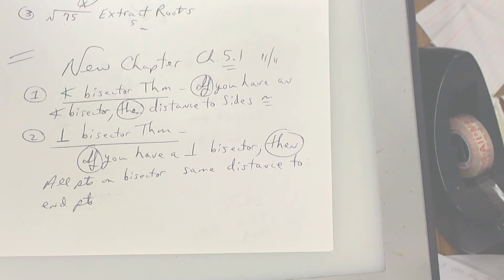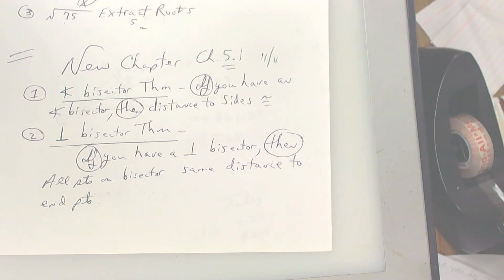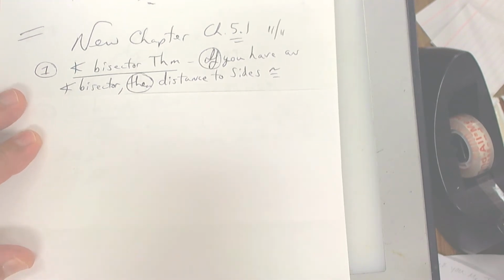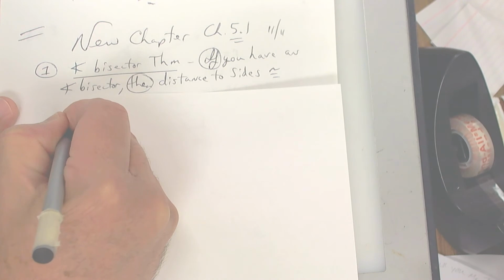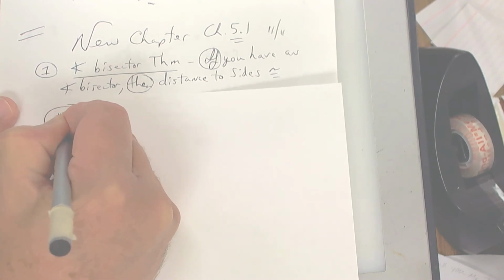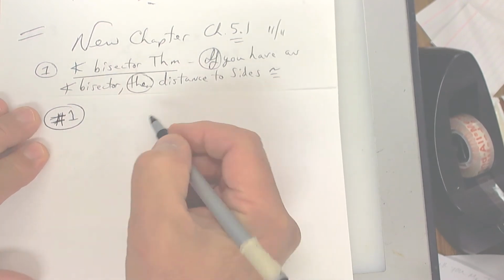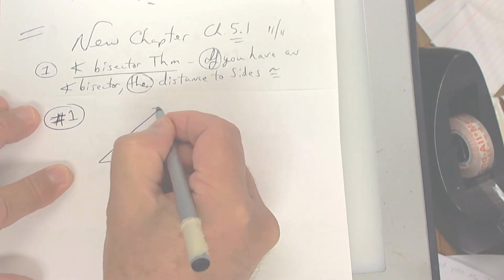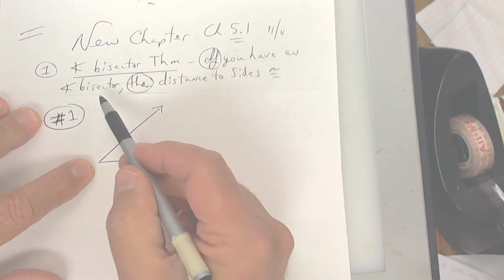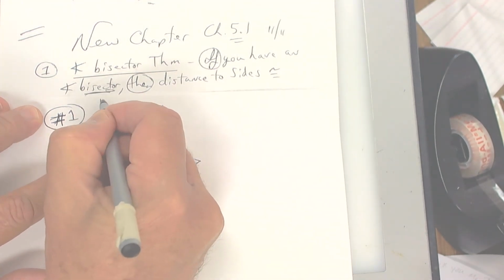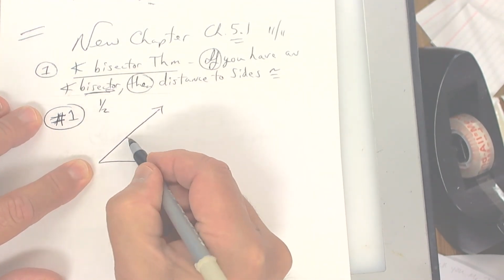All right, this is a new chapter, 5.1, 11:11. The angle bisector theorem says, this is a conditional, if you have an angle bisector, then the distance to the sides are equal. Well, let's take a look at that. First of all, put number 1, and we're going to go over this one right now. So number 1, right here, and put an angle. We'll make an acute angle because it's smaller than 90, and that's good. And we want to bisect it. Bisect means half. Make sure you know that. So we want to cut this angle in half.